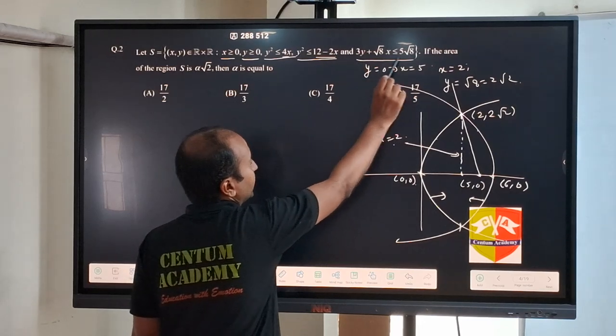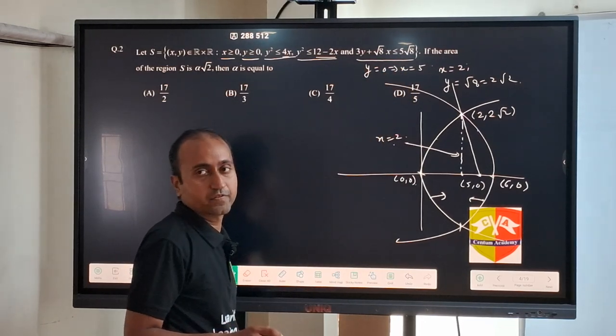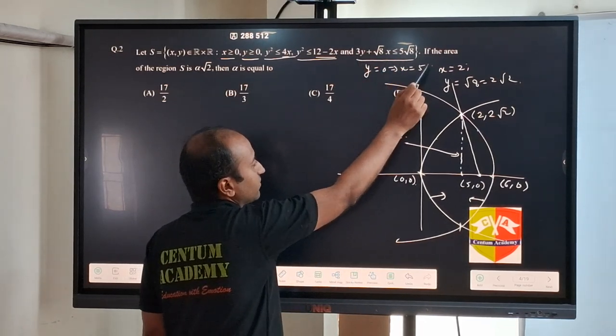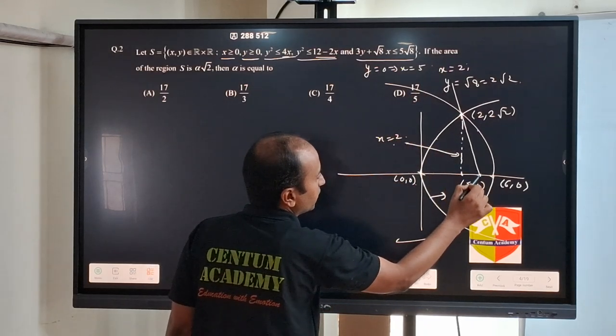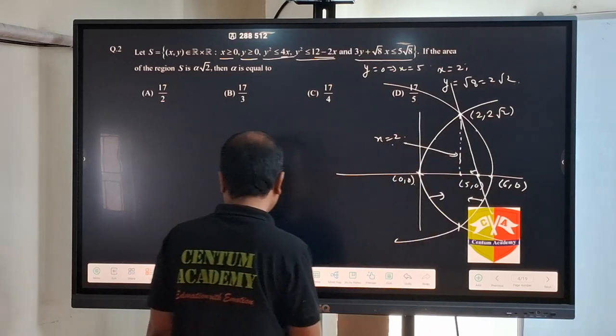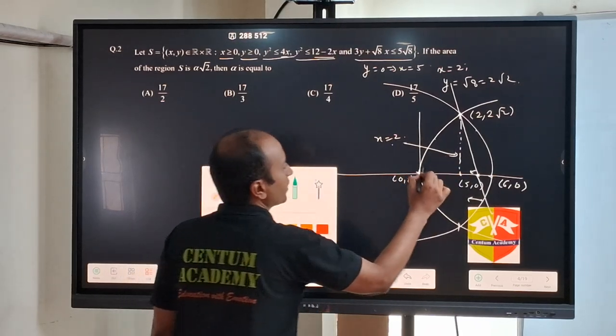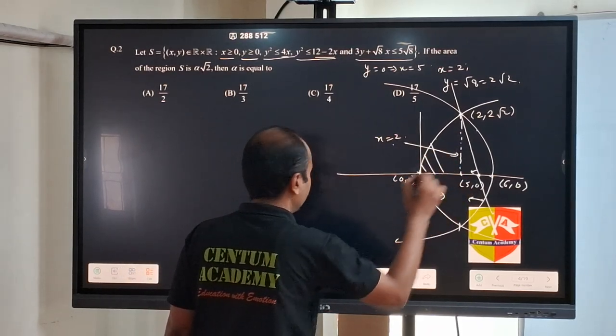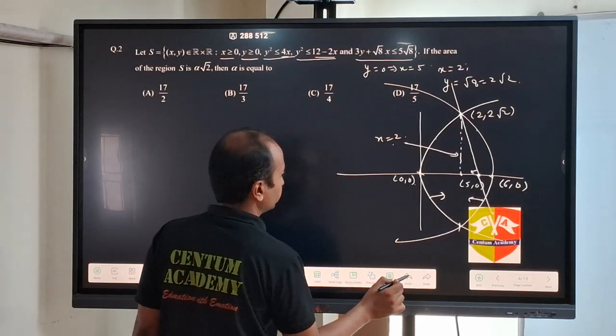And this whole thing is less than or equal to 5 root 8. So if I take the origin, 0 plus 0 is less than 5 root 8. So we want everything towards the left-hand side of this line. So if I shade the desired area in this yellow color, it is this whole area.